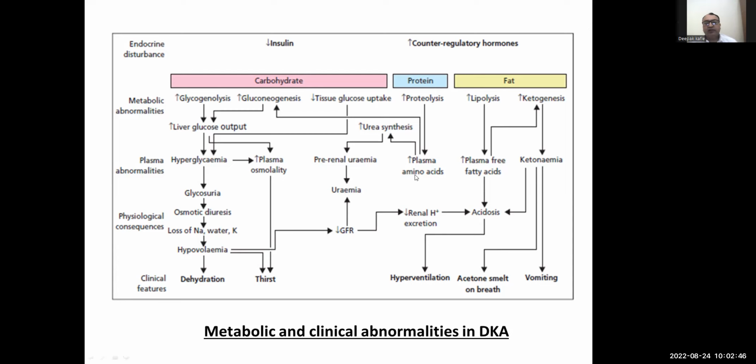And similarly, with regard to protein metabolism, there will be increased proteolysis due to the counter-regulatory hormones, and it leads to an increase in plasma amino acids, and ultimately the product of these plasma amino acids is increased urea synthesis. That's why it leads to pre-renal uremia, followed by uremia, followed by a decrease in the GFR.